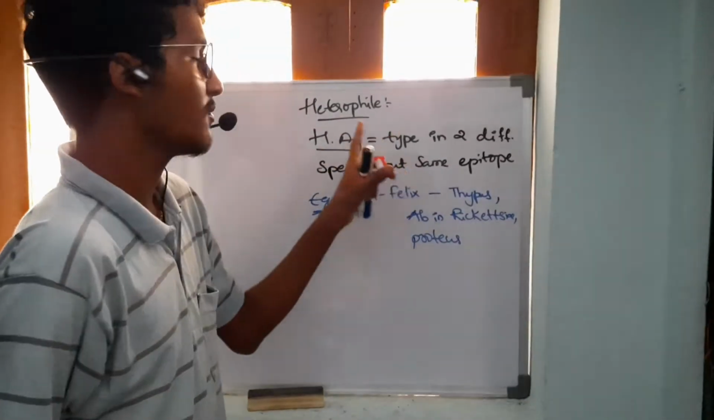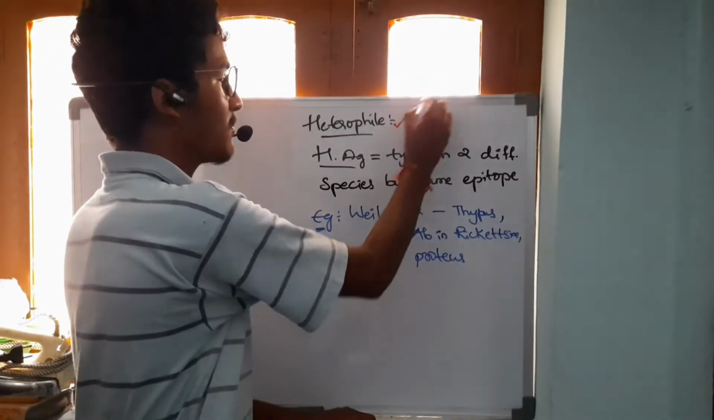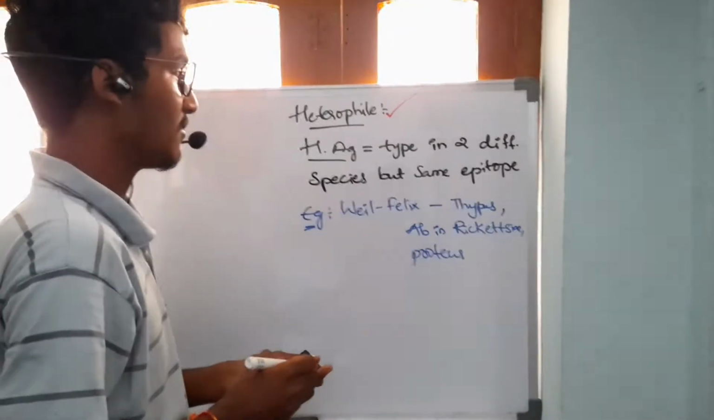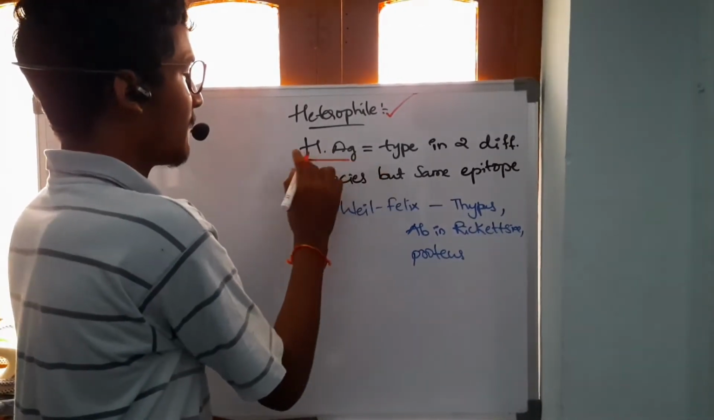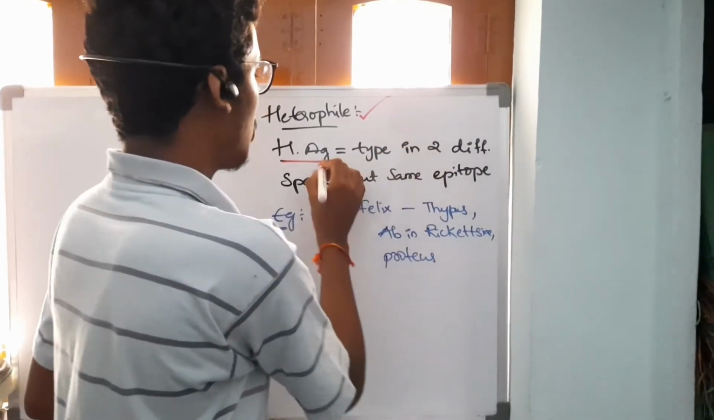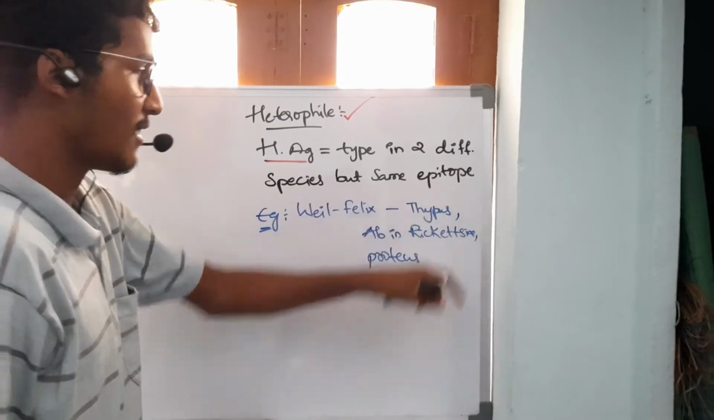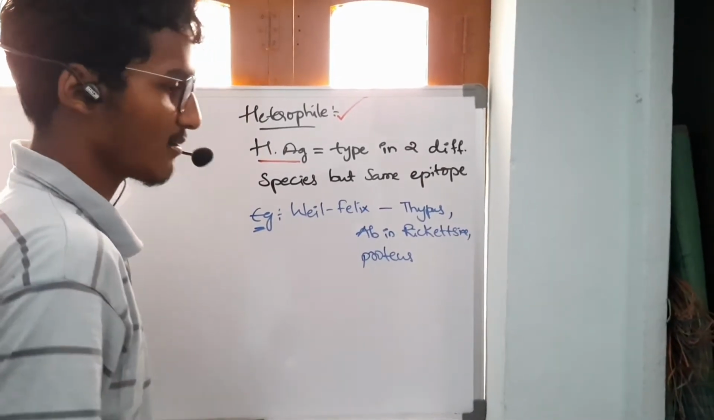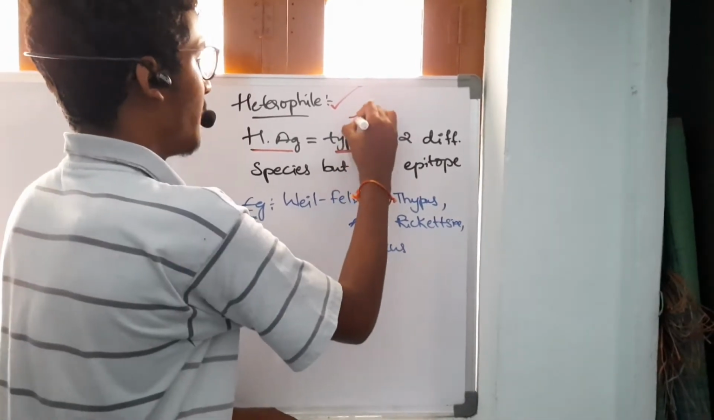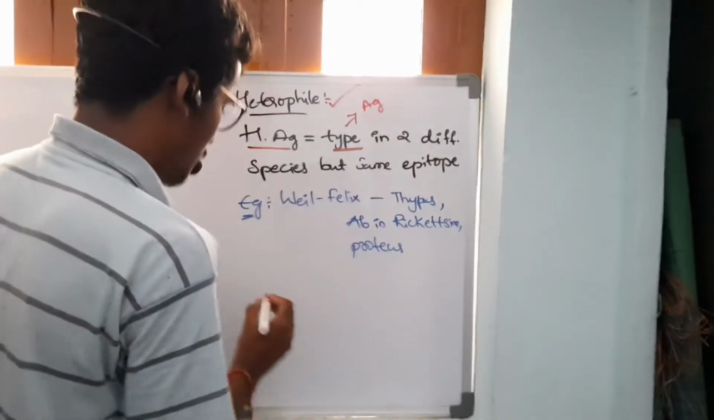The next type of agglutination reaction is the heterophile agglutination reaction. What is meant by heterophile antigen? It is one type of antigen present in two different species but with the same epitope.